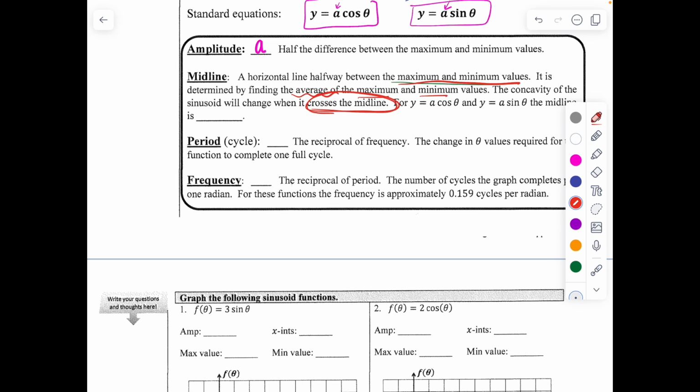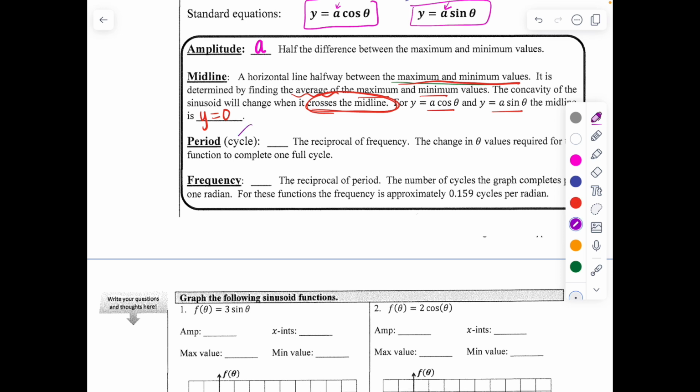This is a big deal. So we know that the midline for a cosine theta and a sine theta is normally y equals 0. Of course, if that gets shifted up or down, that might change, okay?